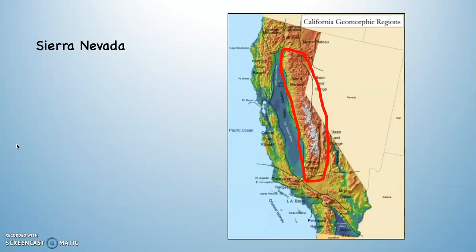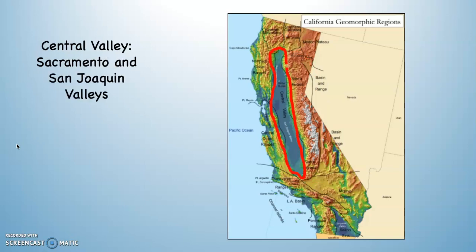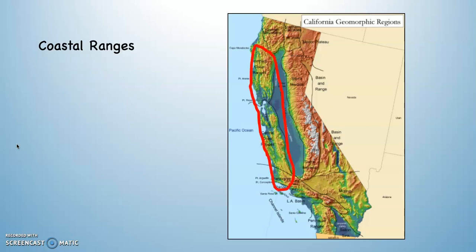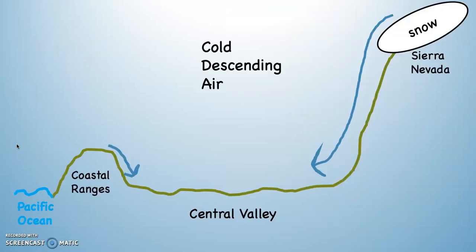Notice if we look at the state of California, we have the Sierra Nevada along the eastern part of the state, the highest mountain range of the contiguous 48 states, and the longest mountain range in California. And then in the middle of the state, we have the Central Valley, which is made up of the Sacramento and San Joaquin valleys. And then along the coast, we have the coastal ranges. So we have mountain ranges on two sides, the west and the east, and then we have a valley that sits in between them. Can you see what's going to happen?